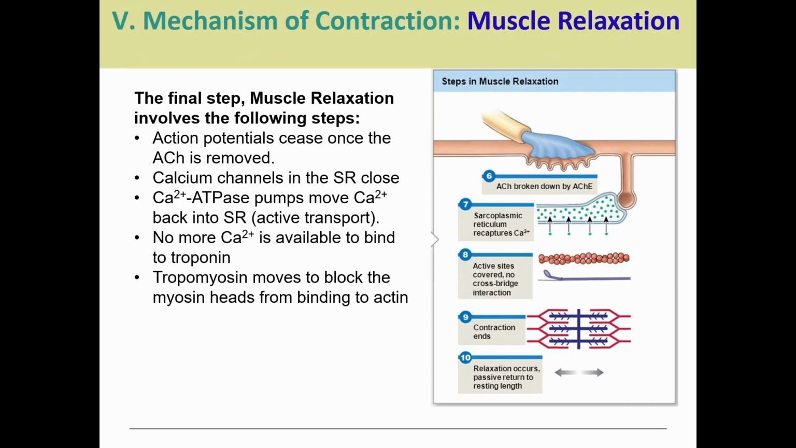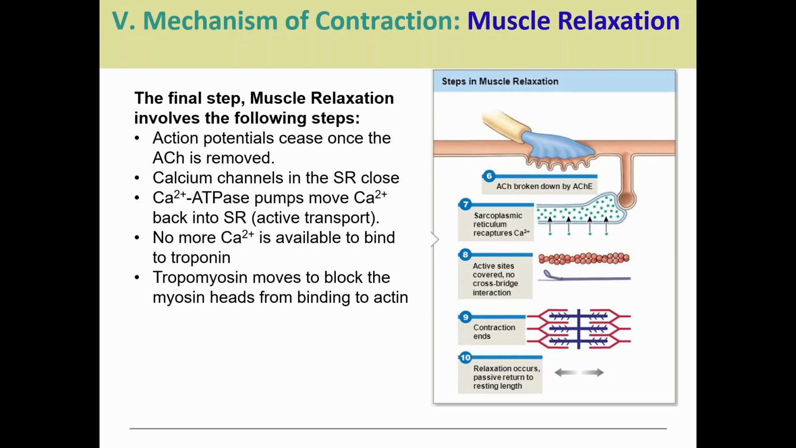Now, you may be thinking, okay, well, we stopped the contraction, but how the heck do we reset ourselves? How do we get back to normal? How do we relax? So we need a couple things. One, the action potential has to stop. Acetylcholine has to be removed. The calcium channels on the sarcoplasmic reticulum have to close, and then we need to pump calcium back into the sarcoplasmic reticulum, which is an active transport process, so it's going to take energy.